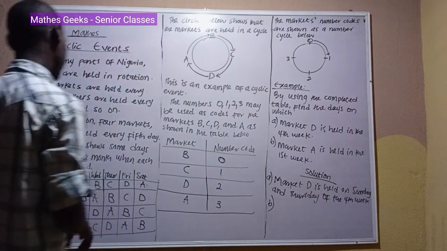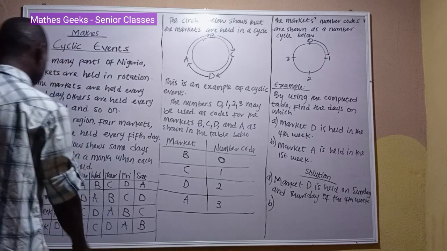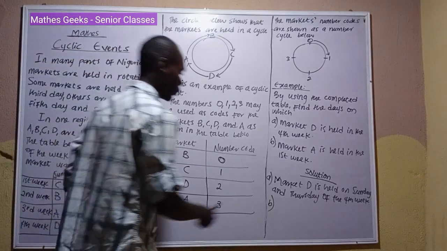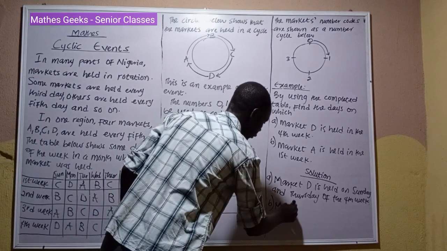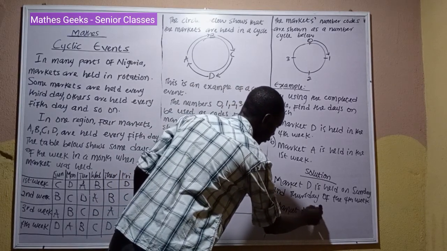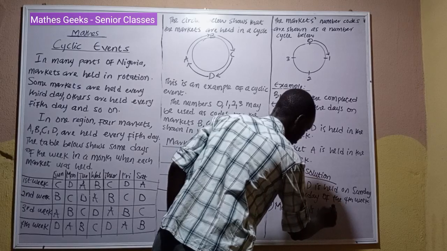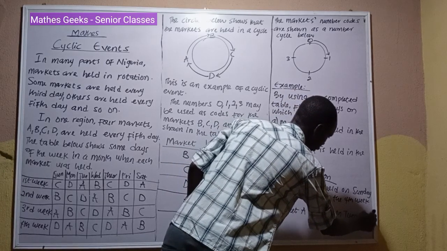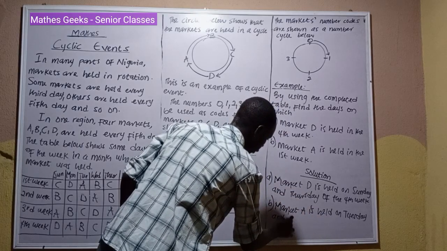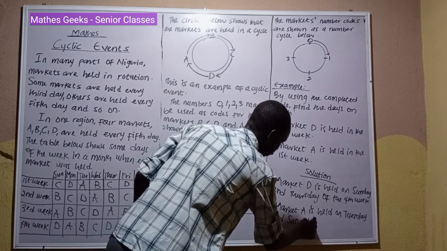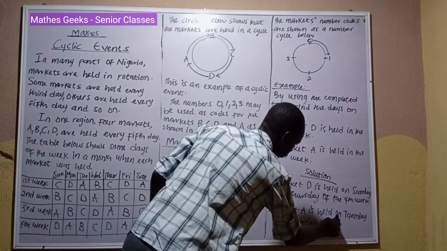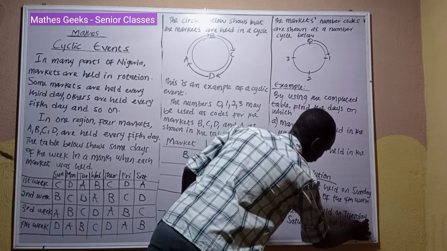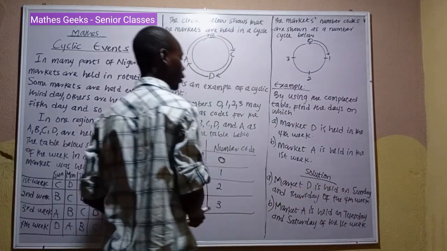Market A is held in the 1st week. Market A is held on Tuesday and Saturday. Market A is held on Tuesday and Saturday of the first week.